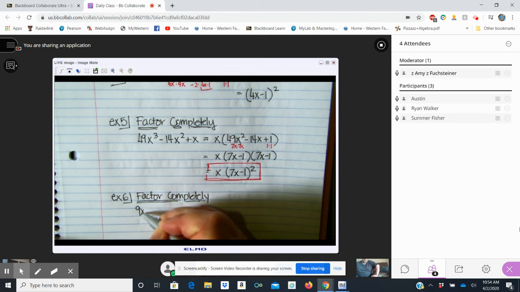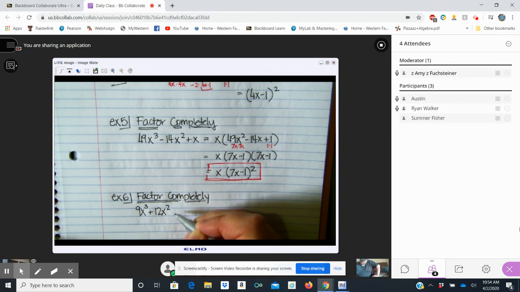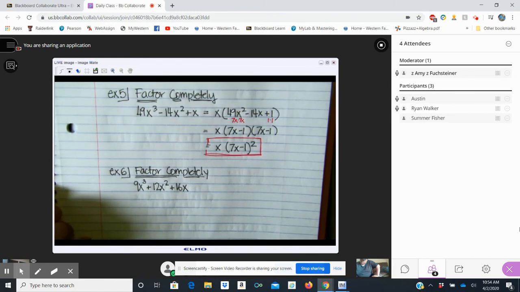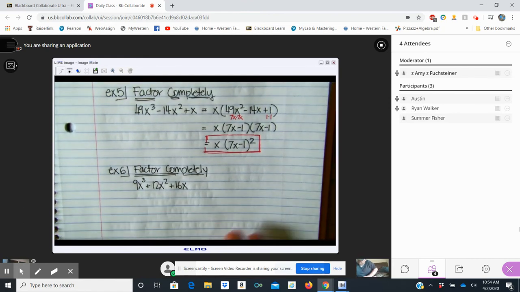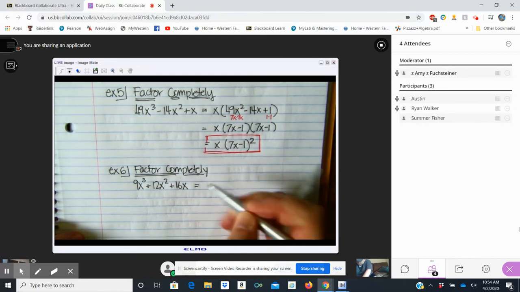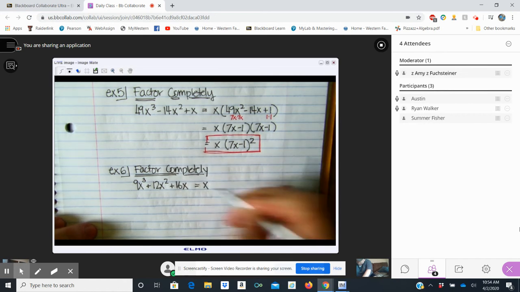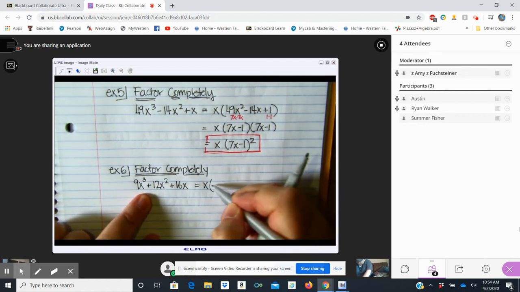So if, for example, this was a 9x cubed plus 12x squared, and let's say plus 16x. I think that one will work. Do you recognize, first of all, that you could pull an x out of each one of those terms? So we always want to do the GCF first.